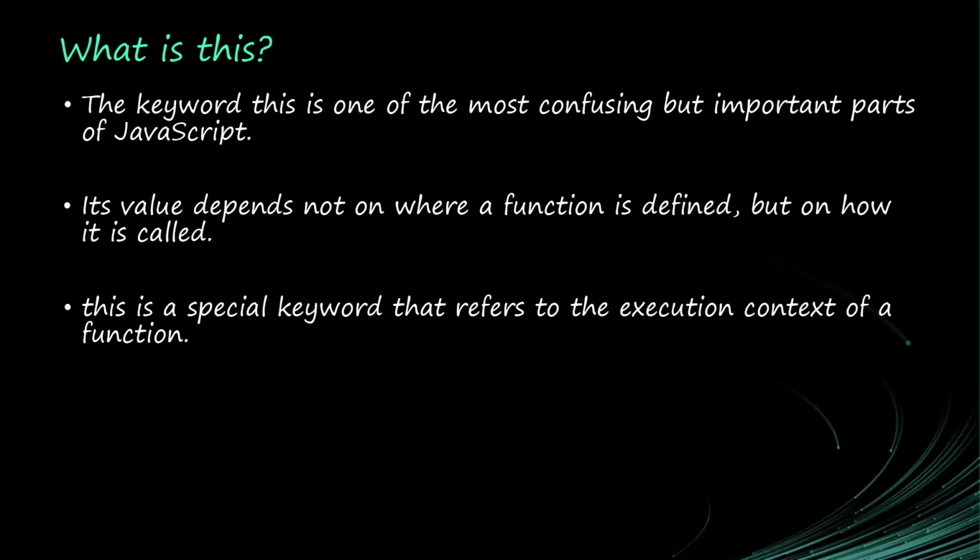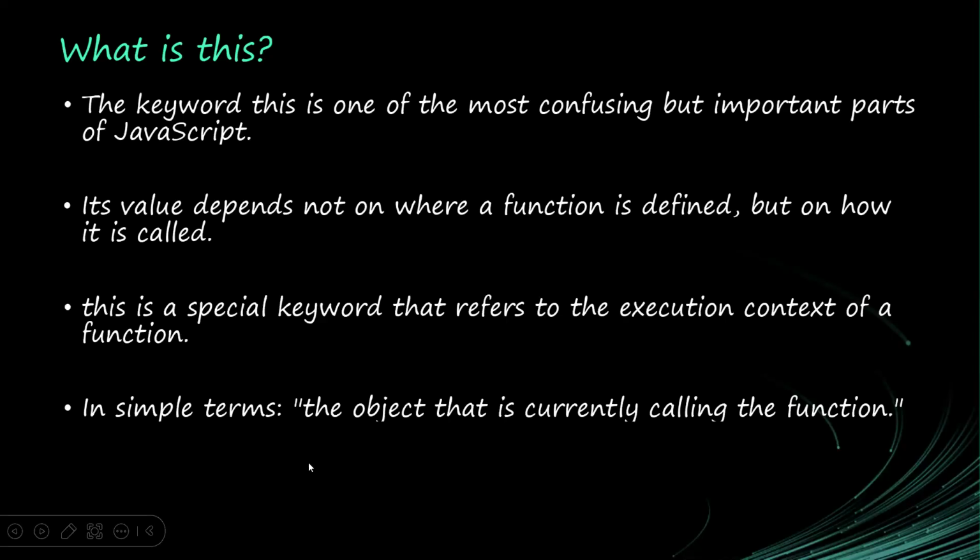See that book, You Don't Know JavaScript. Make sure you read that book. There's a reason why we gave you that book. That book will open your eyes when it comes to this keyword and also the execution context, scoping, and stuff like that. So in simple terms, the object that is currently calling the function is the this keyword.